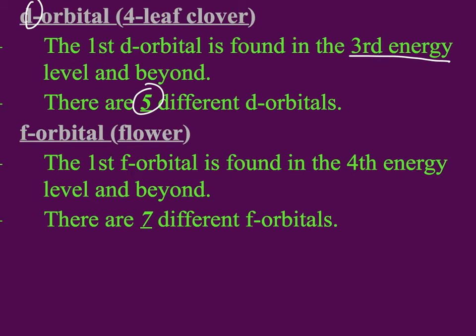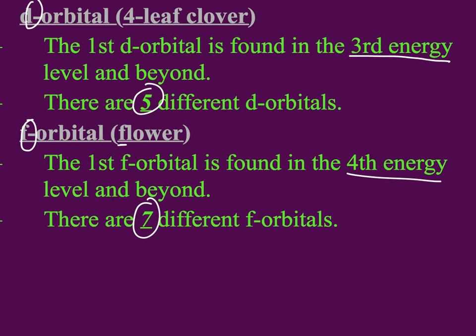Okay, then we have our f orbitals. All right, the f orbitals here look like flowers. So f and flowers are the same. The f orbitals come in the 4th energy level and beyond. And there are 7 different f orbitals. And then how many electrons can fit into the f's? Remember, 2 electrons into each one, so that's a total of 14 electrons.